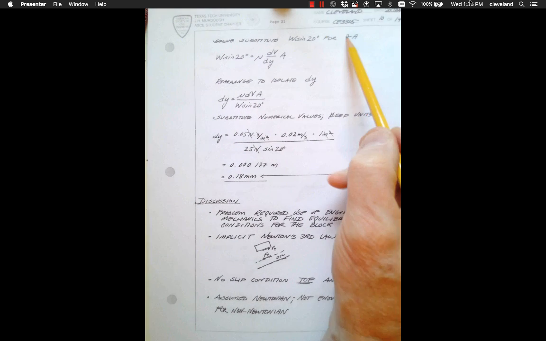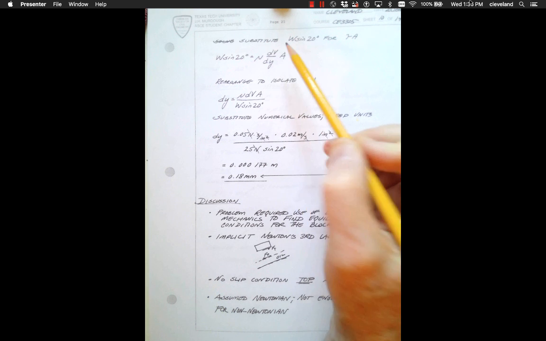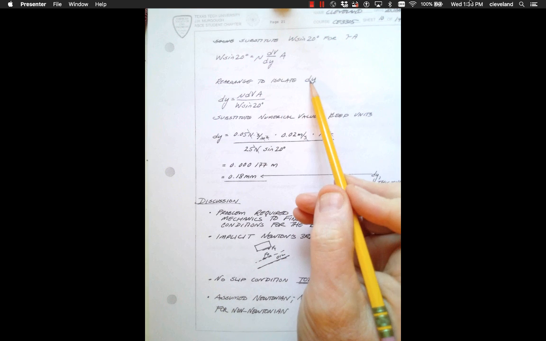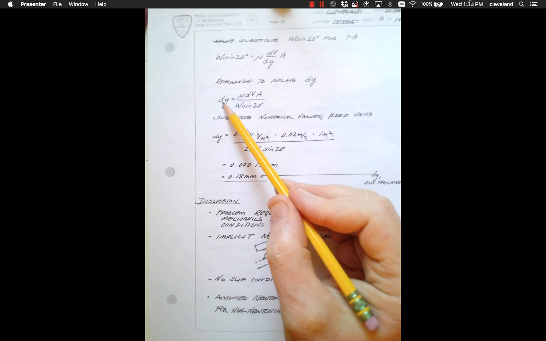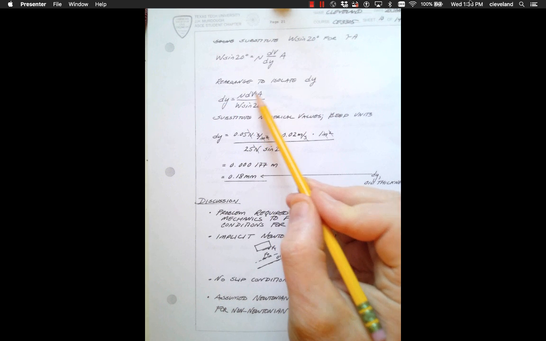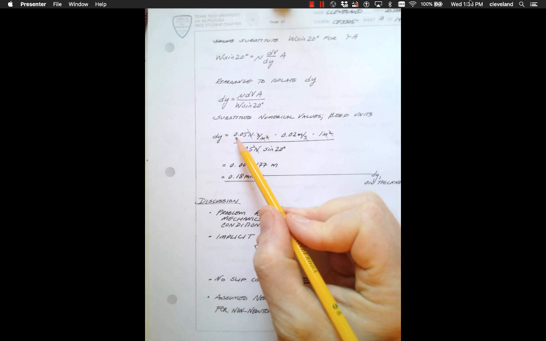So now we're going to substitute in W times the sine of 20 for tau times the area. So we have W sine 20 equals mu dV/dy times the area. And we will rearrange to isolate the dy term. So we have dy is equal to mu dV times the area divided by W sine 20. And we can substitute in numerical values.